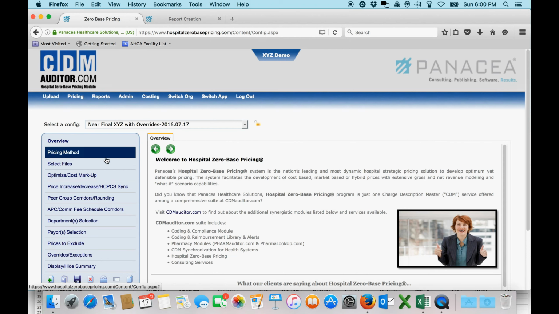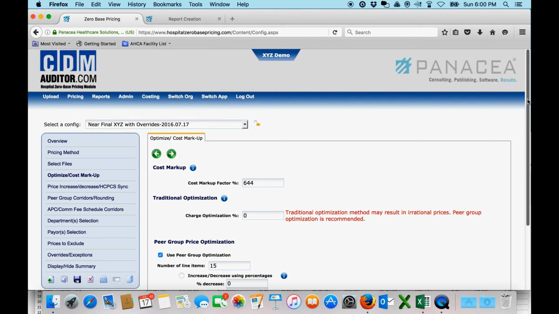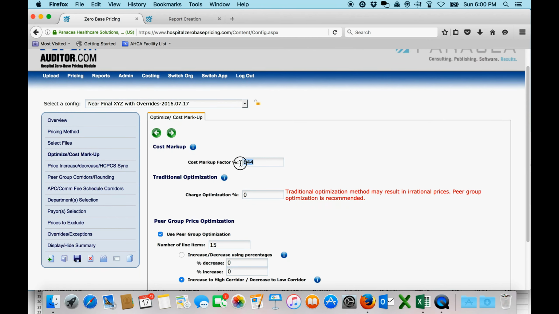So we chose the method, we selected the files, and we can go and see we actually marked up the cost by 644%. The hospital gave us direct cost, not fully allocated cost. So we had to mark it up for overhead, for shortfalls from Medicare, shortfalls from Medicaid. We had to mark it up for bad debts and for a profit margin.